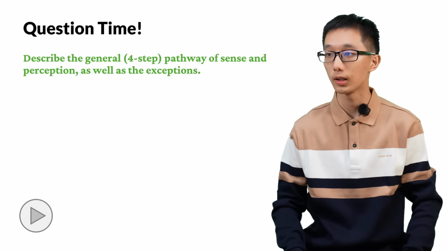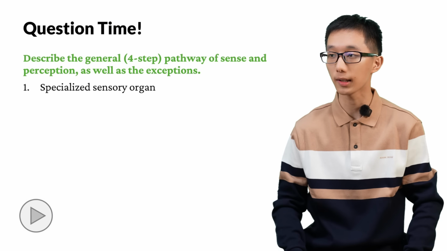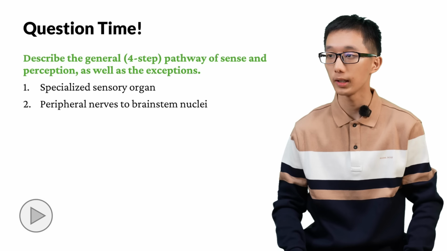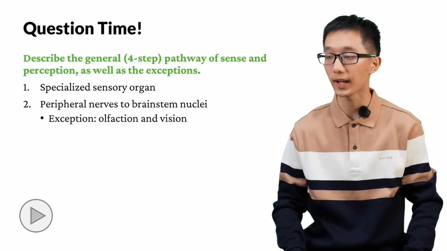Okay, here we go. The first step is the specialized sensory organ. In the case of vision, it is the eye. Then, the information is carried by peripheral nerves to brainstem nuclei. Exceptions include olfaction and vision, which are not carried by peripheral nerves and do not have brainstem nuclei.